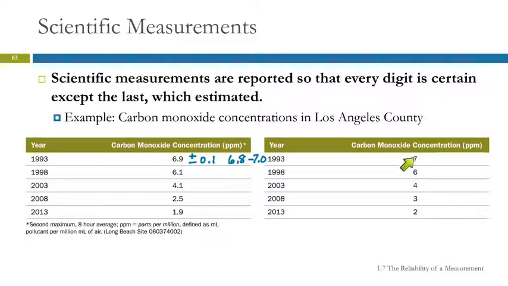Over here, if we're recording it as 7, 6.9 would round up to 7, right? But here, there being only one digit, there must be uncertainty in that digit, and so I understand that to be between 6 and 8 parts per million. A much broader estimation, right? Not as accurate. Scientific measurements are always recorded with all the digits that we're sure of and one estimated or uncertain digit.